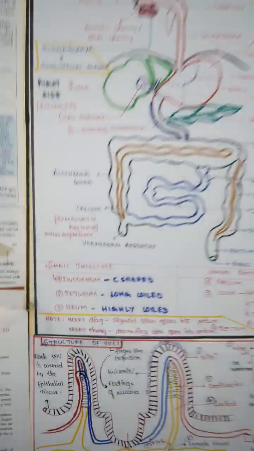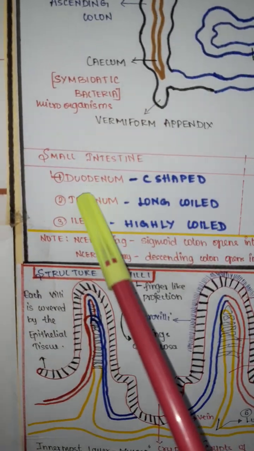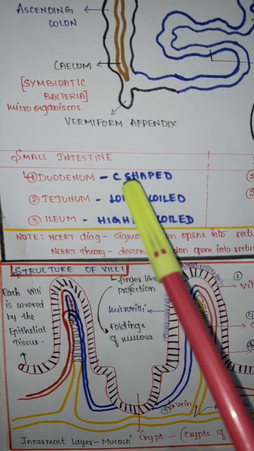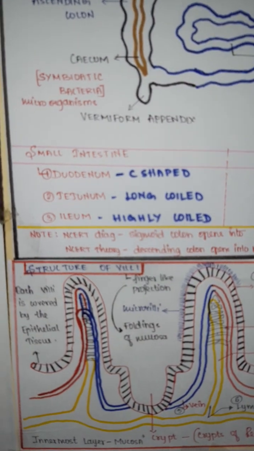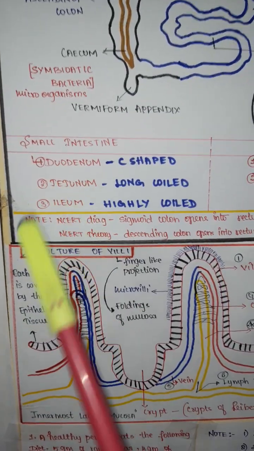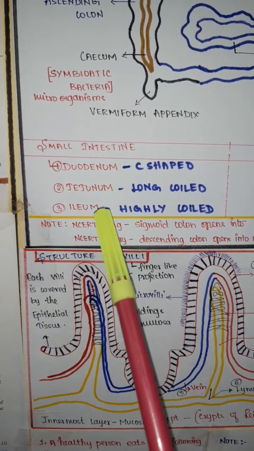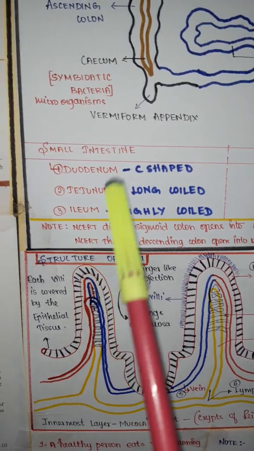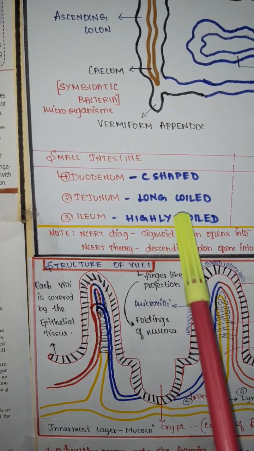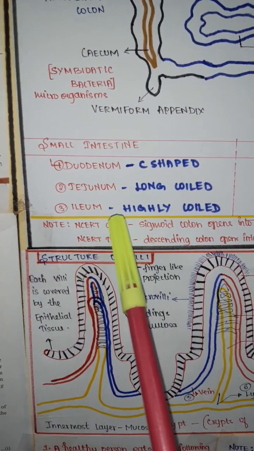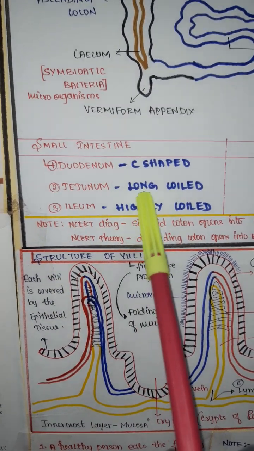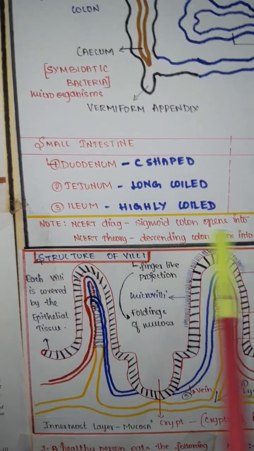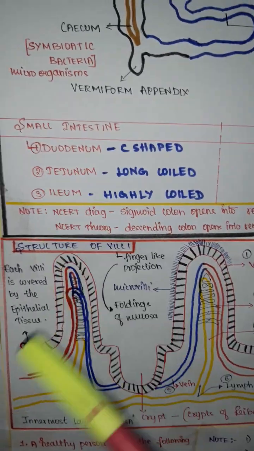And here I have written the shapes of the small intestine. Duodenum is C-shaped, jejunum is long coiled, ileum is highly coiled. And the one thing which has to be noted, very important, is jejunum and ileum. A lot of mistakes are made here, so be cautious. Jejunum is long coiled, ileum is highly coiled. Very long coiled is ileum, just long coiled is jejunum. So ileum is highly coiled. Know that point very well.